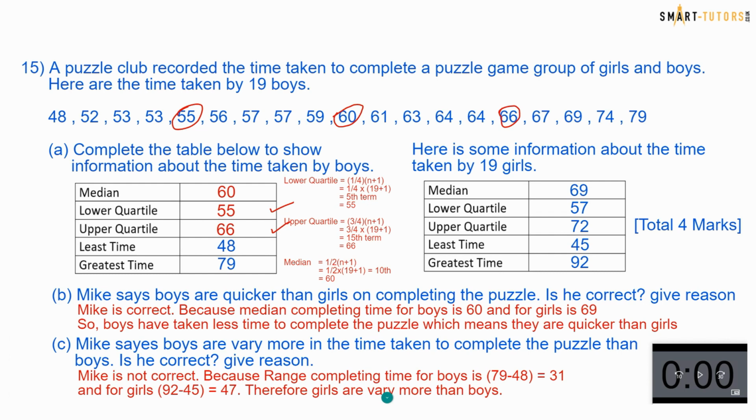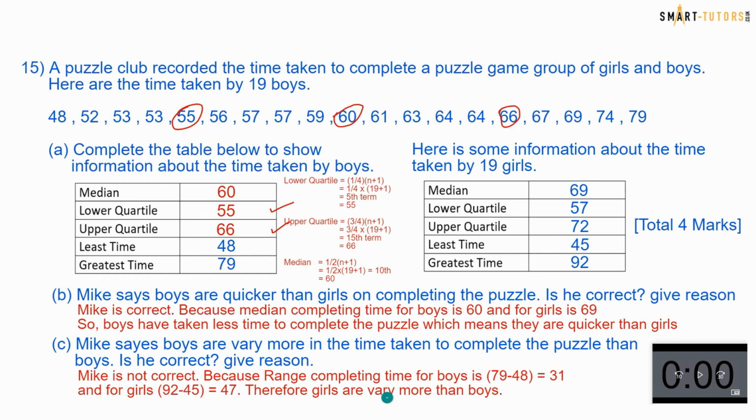Once you've done this, Mike says boys are quicker than girls on completing the puzzle. The key here is that you need to compare the median. The median is 60 minutes or seconds, the unit is not given here, so 60 seconds for boys. So Mike is correct because the median completing time for boys is 60 and for the girls is 69. That means girls took longer to complete the puzzle. So the boys took less time to complete the puzzle, which means they are quicker than girls. That is the perfect answer.